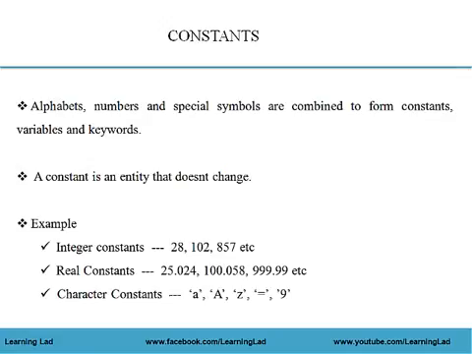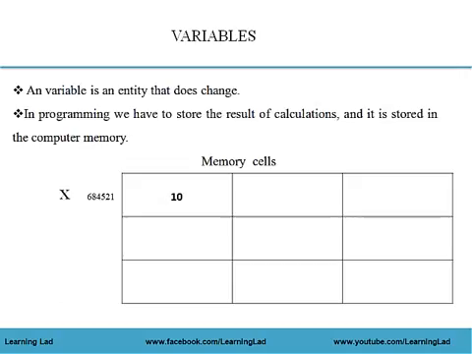A character constant is a single alphabet or a digit or a symbol written in single quotes. For example, it's A written in single quotes, then capital A, Z, equal to, or 9. These are the character constants. Then let's go to the variables. A variable, as the name indicates, is an entity that does change.